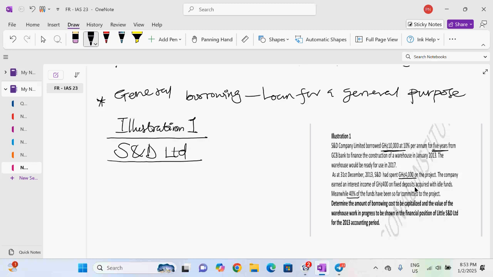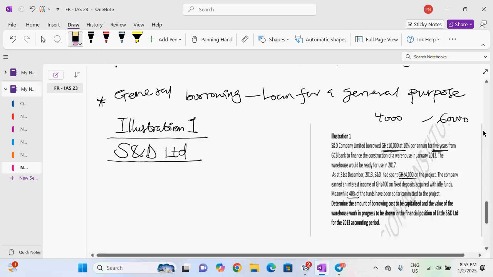Yes. The company earned an interest of 400 on a fixed deposit acquired with the idle fund. So you see that he has used the 4,000. The remaining 6,000 he can invest in a savings account or in an investment account, right? And that can yield him an interest, an income.